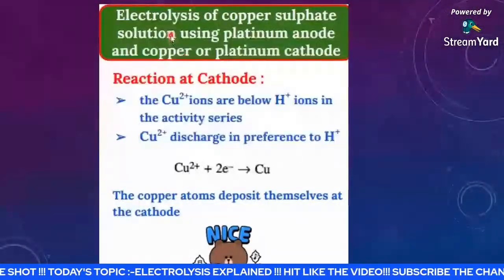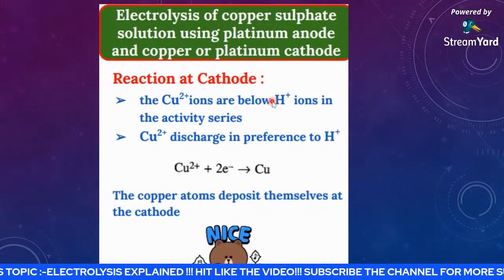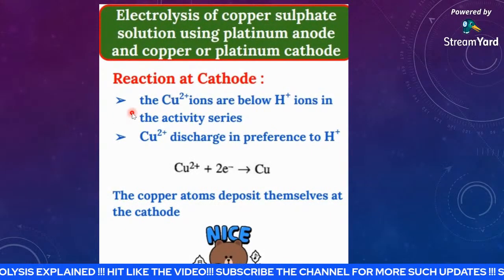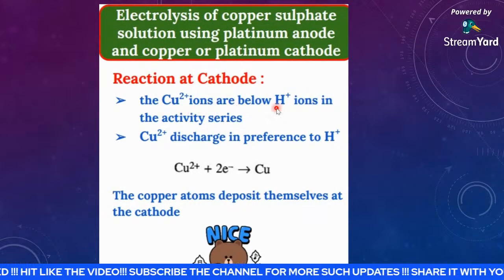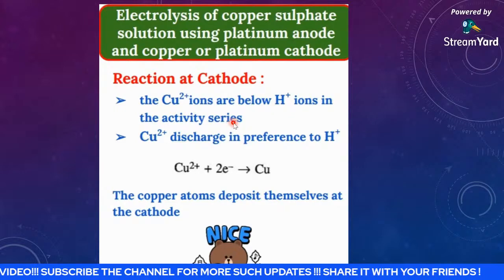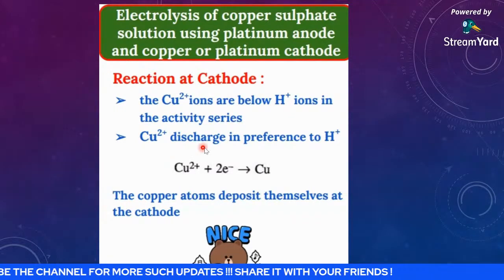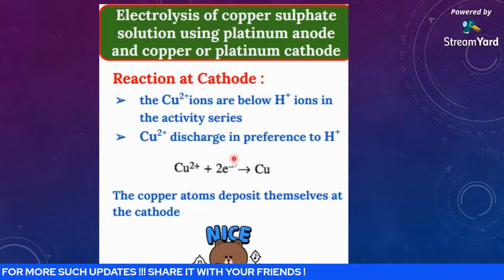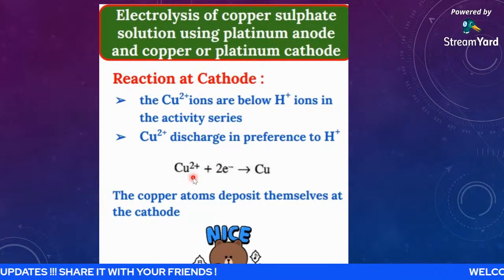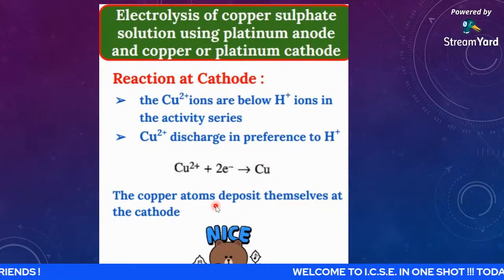What happens in the electrolysis of copper sulfate? Reaction at cathode: copper ions are below H+ ions in the activity series. Therefore Cu2+ is getting discharged in preference to H+. Therefore, copper atoms deposit at the cathode. Very nice. Now, what happens at anode?